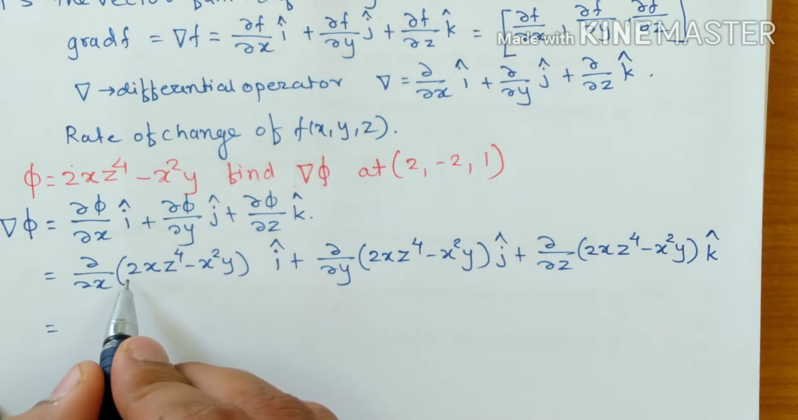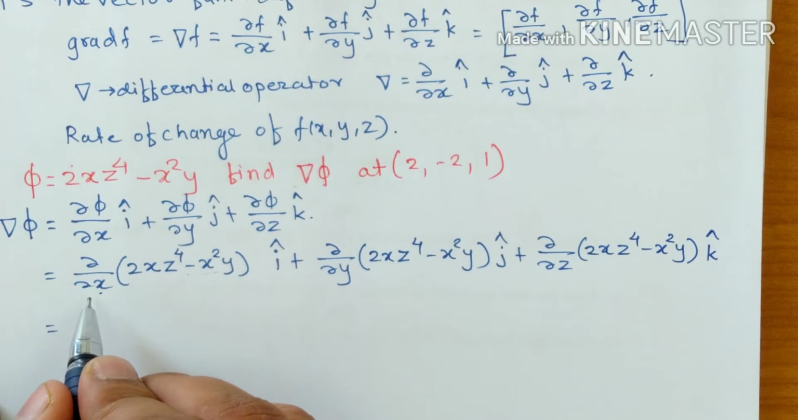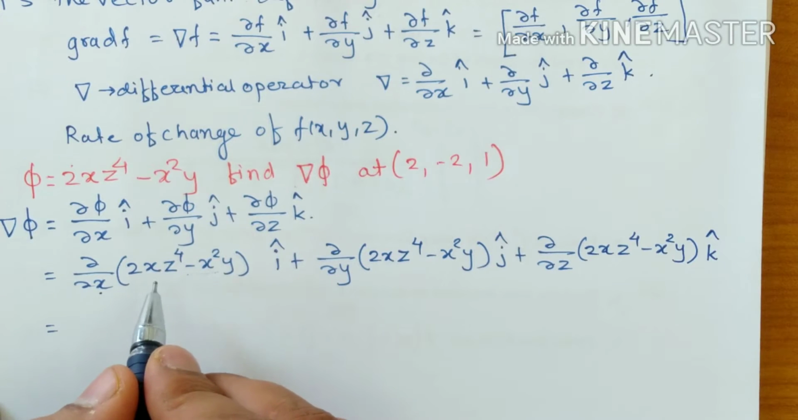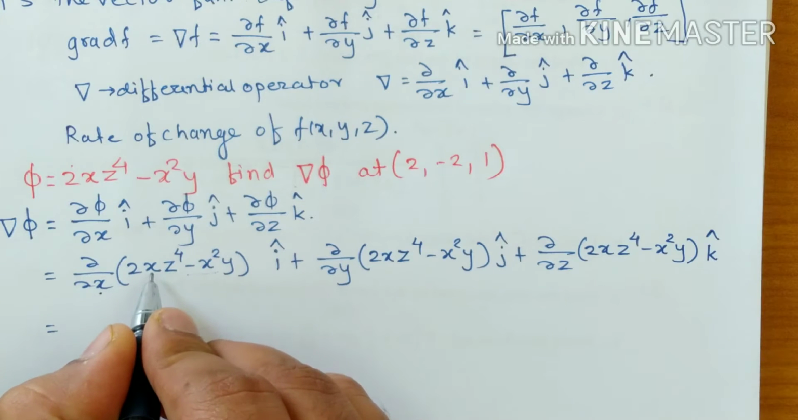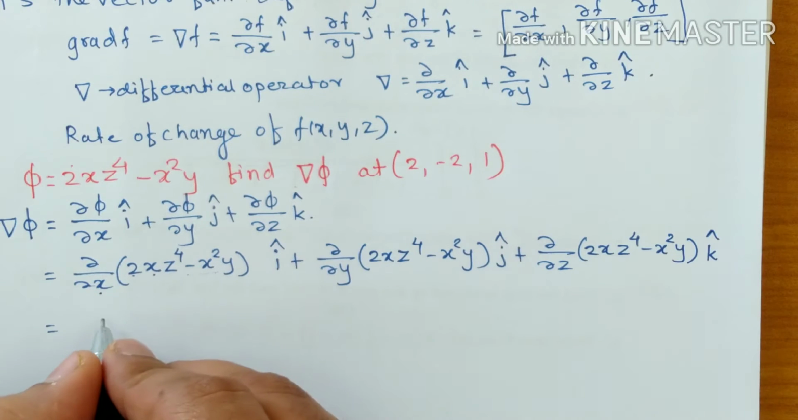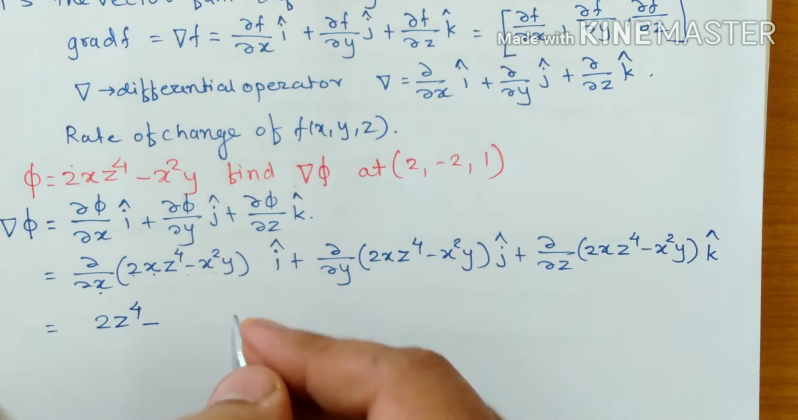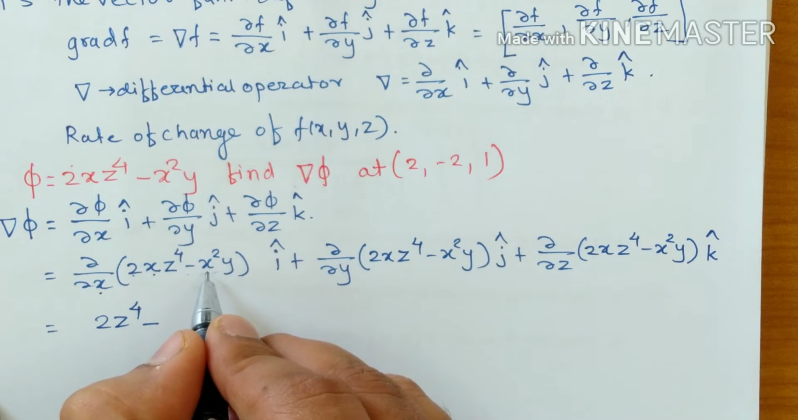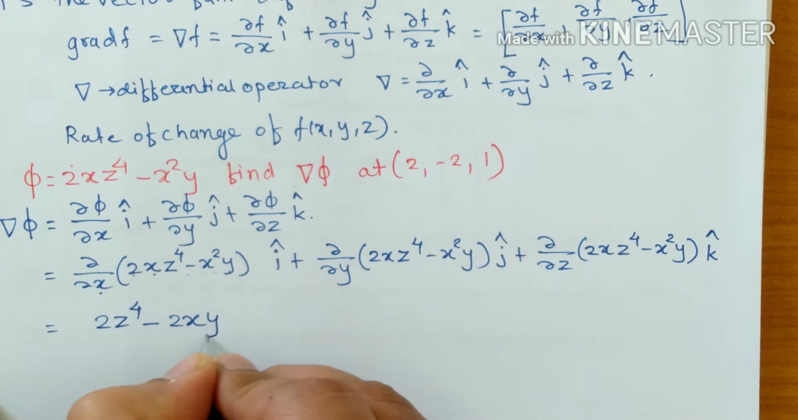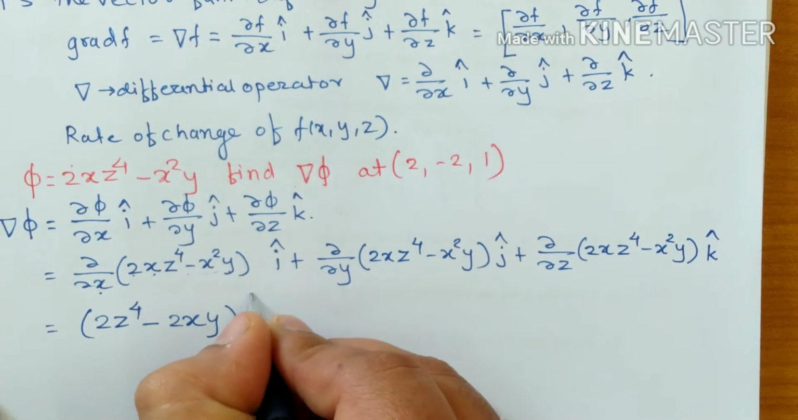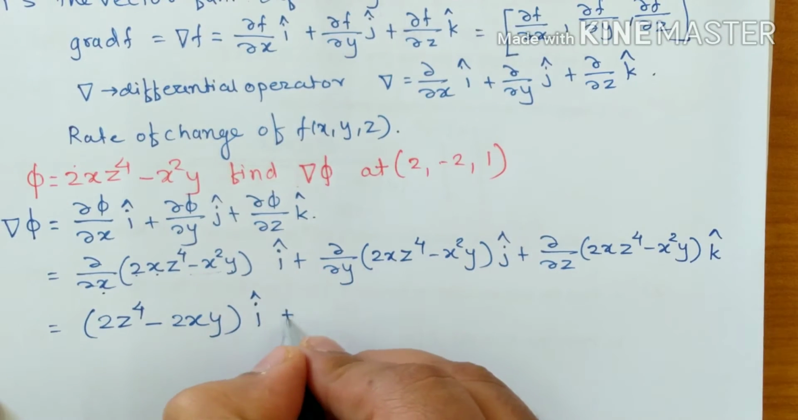In the first term, we are differentiating partially with respect to x. While differentiating partially with respect to x, other than x, whatever variables are present are treated as constants. Look at the first term, x is present. What is the derivative of x? It is 1. 1 into 2 into z^4, so I am getting 2z^4 minus. In the second term, the term of x is x square. What is the derivative of x square? 2x into the remaining terms. So this is the partial derivative of phi with respect to x into i cap.